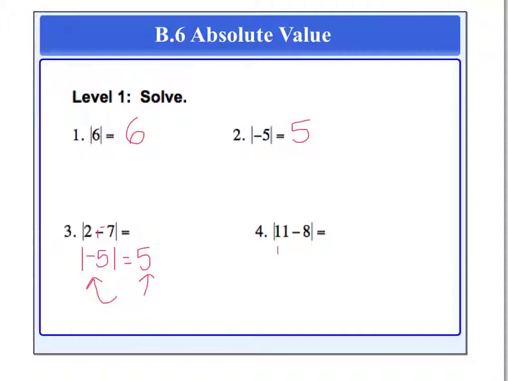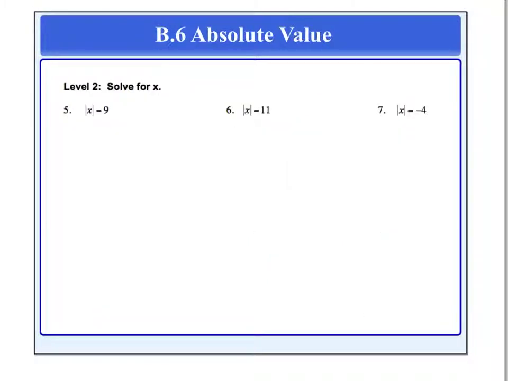Next one, 11 minus 8 is 3. Absolute value of 3 is 3. So this is what we did in the very beginning of the year. That's why they're called level 1 type of questions. Now we're going to get to another one. What numbers could we plug in for x that have a distance away from 0 of 9 units? In this case, x could be 9, or x could be negative 9.